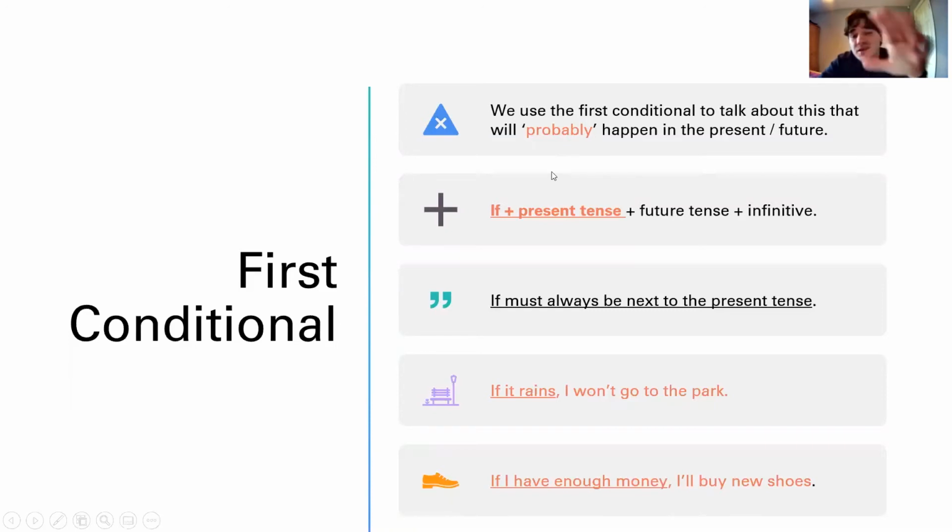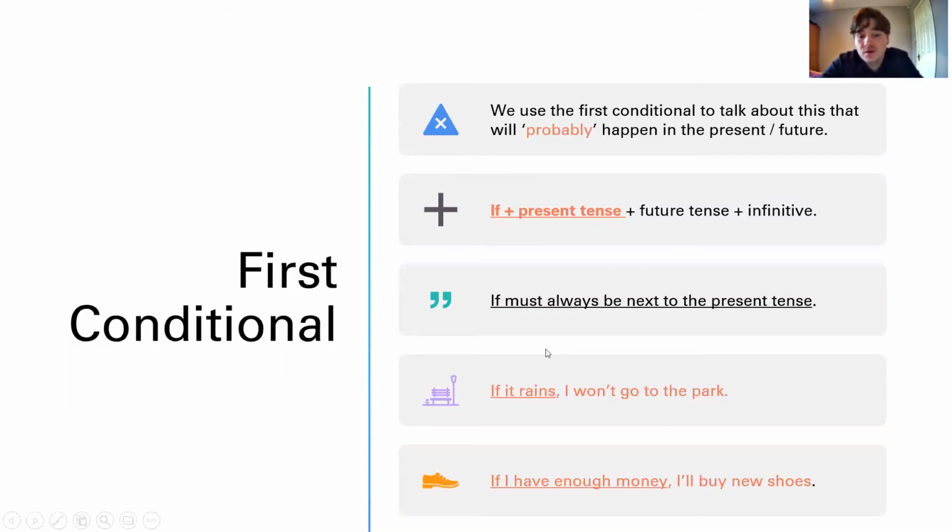Very important. If must always be next to the present tense. Which means if and the present tense are stuck together. I can put them at the beginning or I can put them at the end, but they must be next to each other.